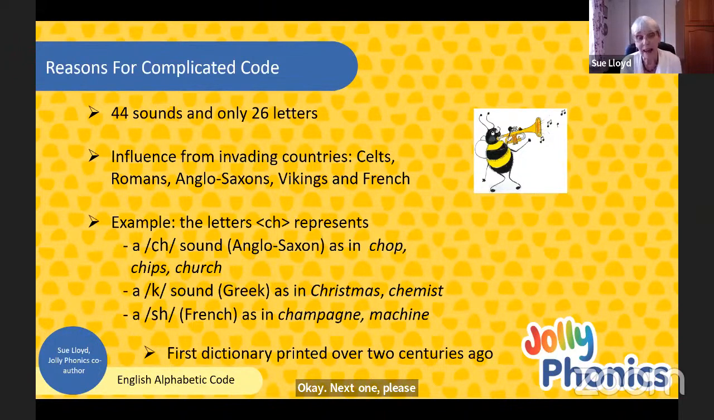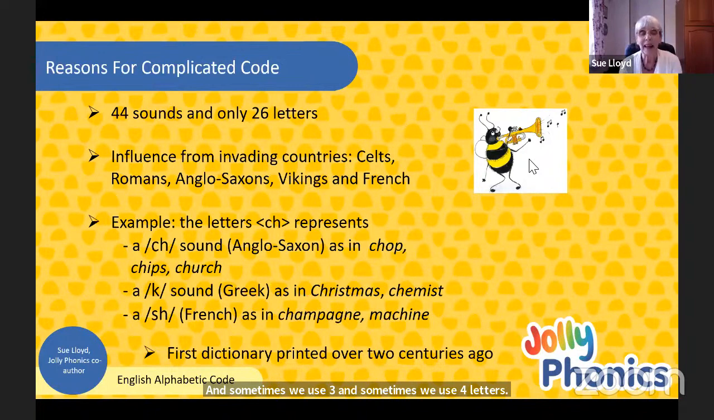Here's the first little snag. We've got in English 44 sounds that we speak, but there's only 26 letters. So that's a problem, isn't it? So sometimes we have to have 2 letters, and sometimes we use 3, and sometimes we use 4 letters. And why is it so tricky?